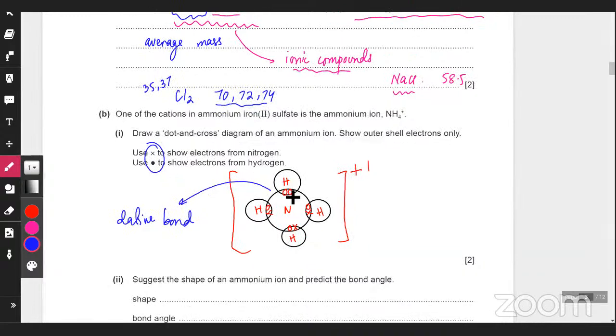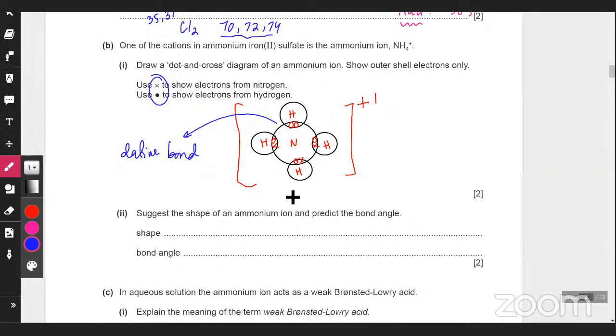And after that, he's talking about the shape of the ammonium ion. So there are four bonds. Whenever you have four bonds, the shape around the nitrogen is going to be tetrahedral. It's going to look like this. It's going to be tetrahedral, and the angle would be 109.5 degrees. Okay?